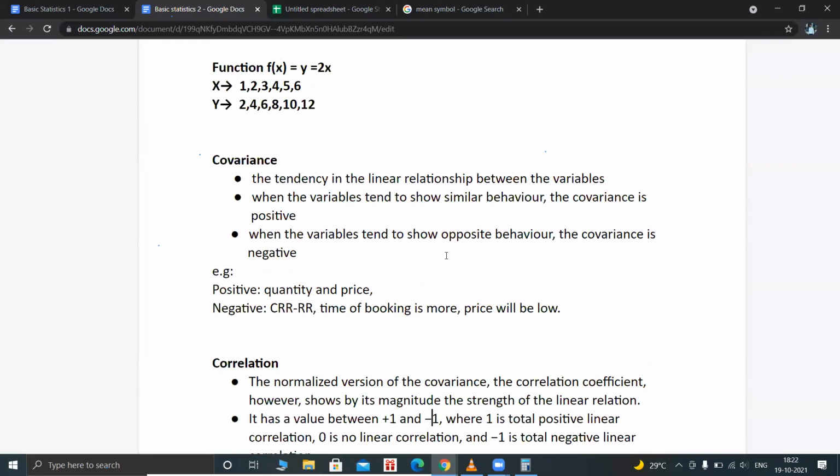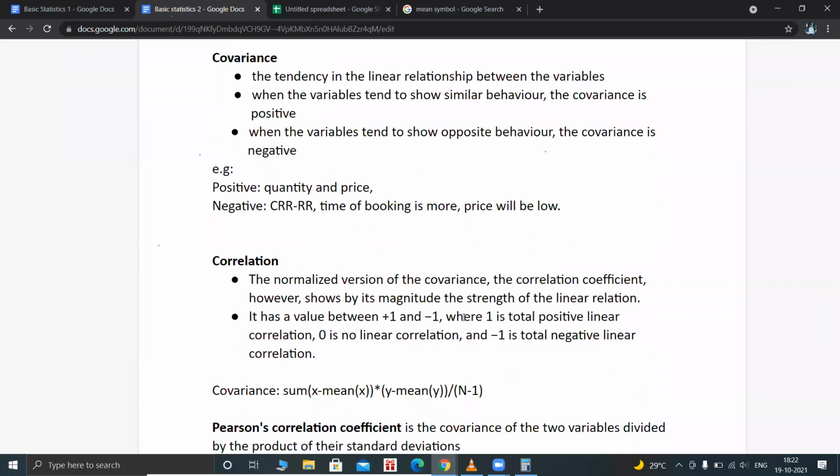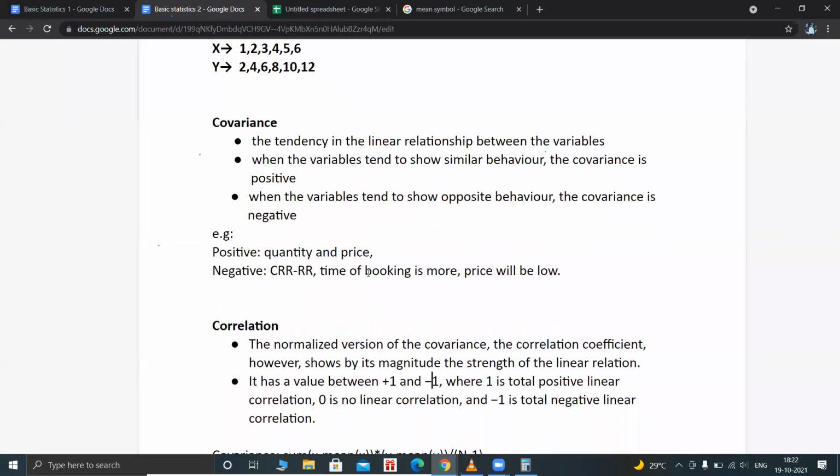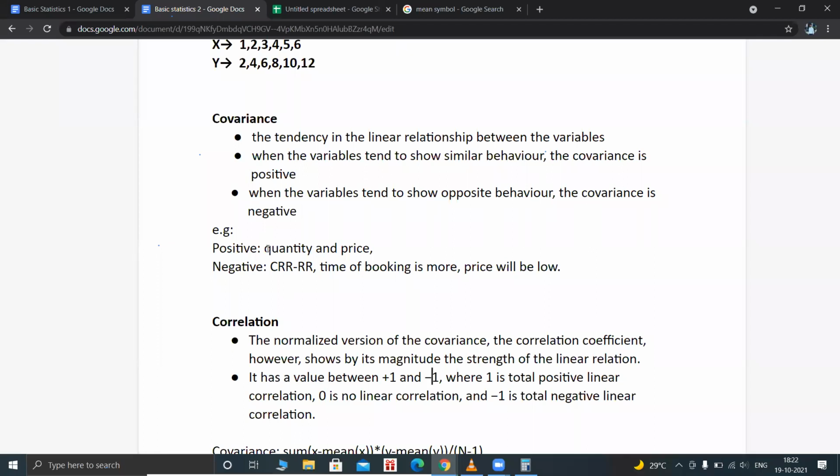Okay, is this clear, guys? Is this clear, everyone? The covariance and this thing. Covariance just tells us whether the relationship is positive or negative, right?